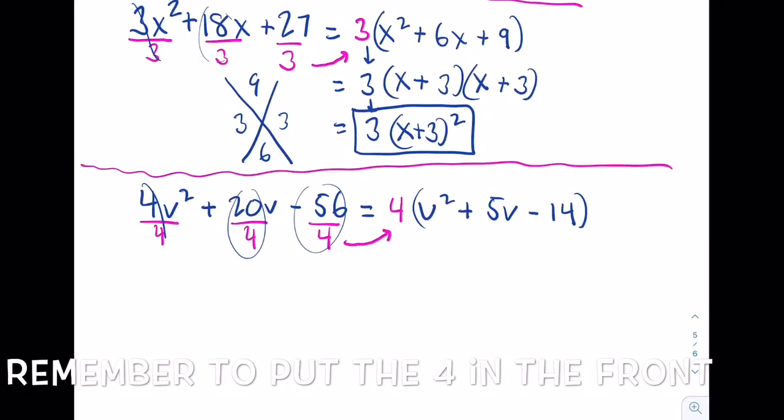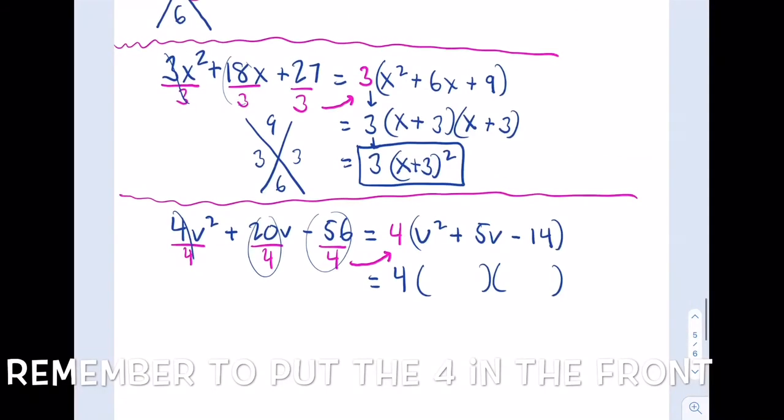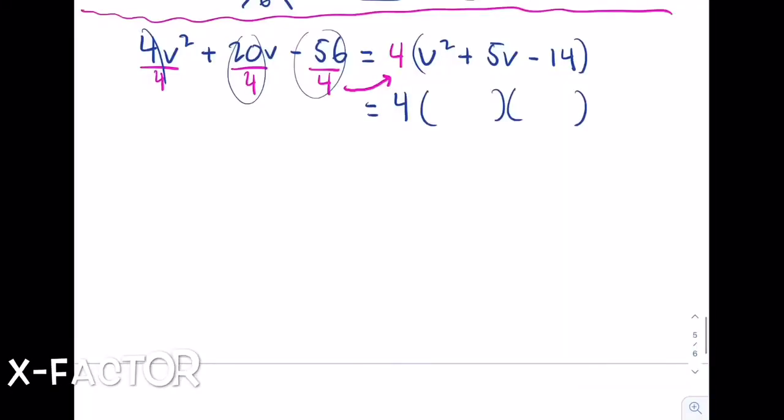Okay, so now we have something that we could factor with our x box. So we should have something like 4 parentheses, and we're going to factor v squared plus 5v minus 14. So again we use our x, negative 14 on the top, 5 on the bottom. Our two factors, right, 1 times negative 14, that doesn't work. 2 times negative 7, that doesn't work.